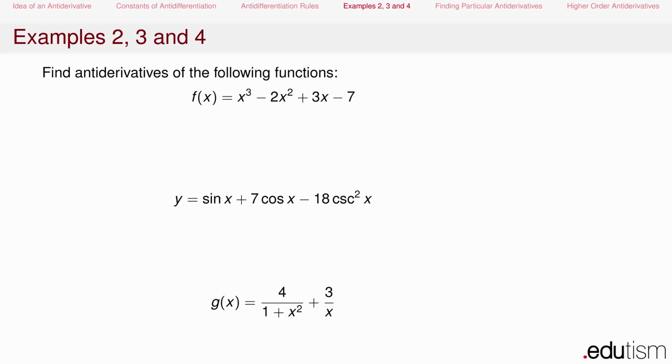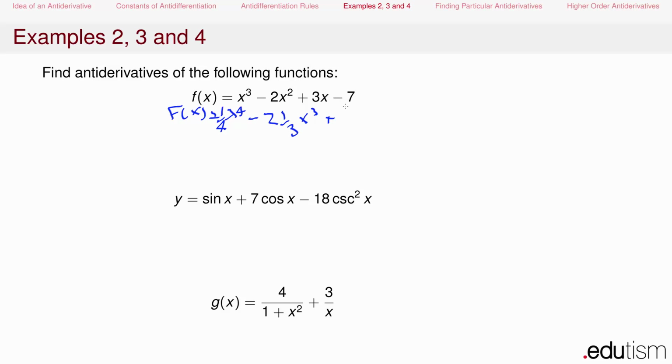So let's do some antiderivatives with these antidifferentiation rules. The first one we want to do is f of x equals x cubed minus 2x squared plus 3x minus 7. The antiderivative we're going to call capital F of x. We take the antiderivative of x cubed, we get x to the fourth, and put a 1/4 in front. When we do the antiderivative of negative 2x squared, the negative 2 is a constant, it's going to stay in front, and the antiderivative of x squared is going to be 1/3 x cubed.